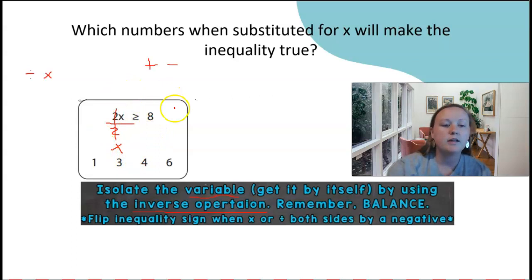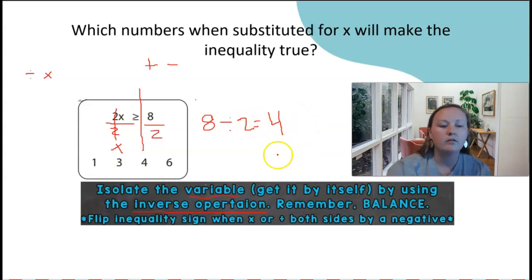But what we do to one side, we have to do to the other. So I'm going to draw a line right here. Whatever happens on this side, we have to do to this side. So we divided by 2 on this side, so we have to divide by 2 on this side. So 8 divided by 2 equals 4. So now let's rewrite our inequality. We have X is greater than or equal to 4.